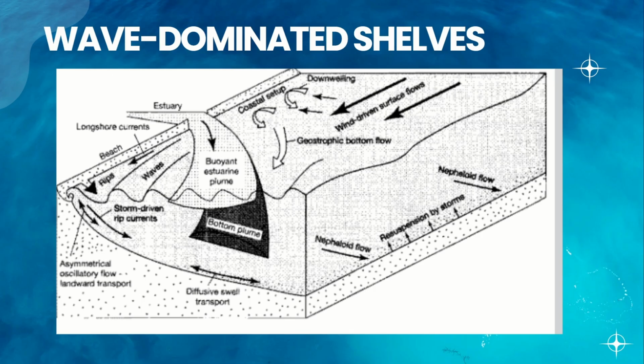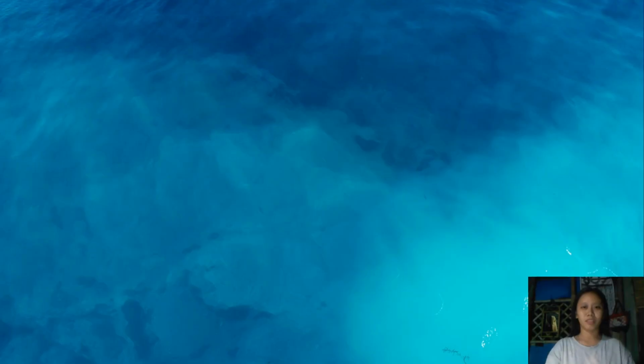Overall, this illustration shows the pattern is clear. Coarse sand and gravel remain near shore where the energy level is high, while finer silts and mud settle in calmer and deeper parts of the shelf. This constant reworking makes wave-dominant shelves a very dynamic environment.